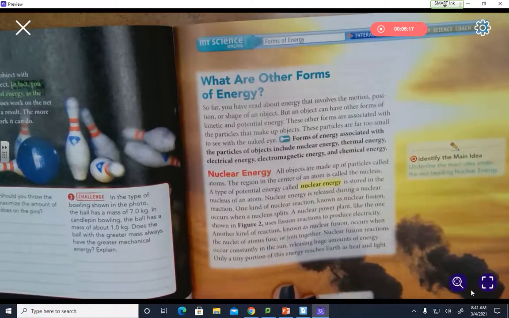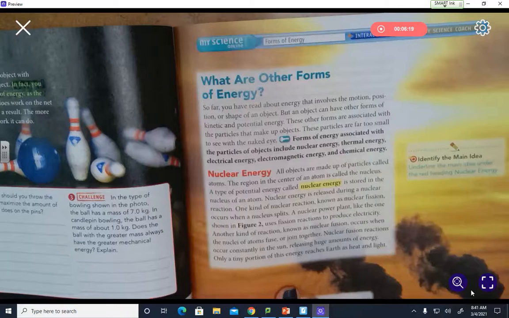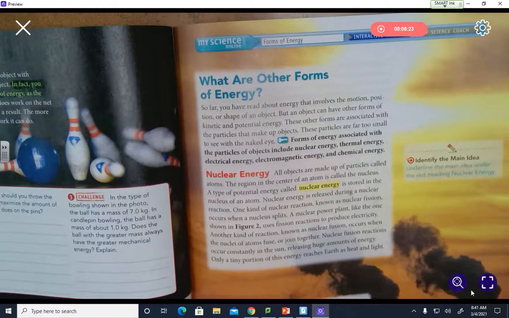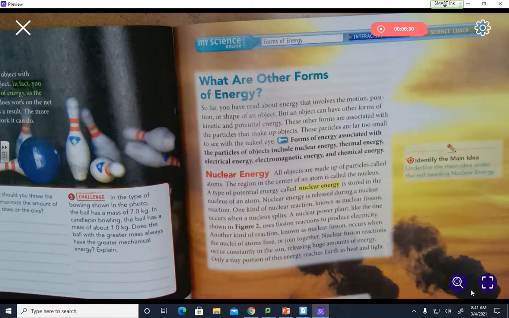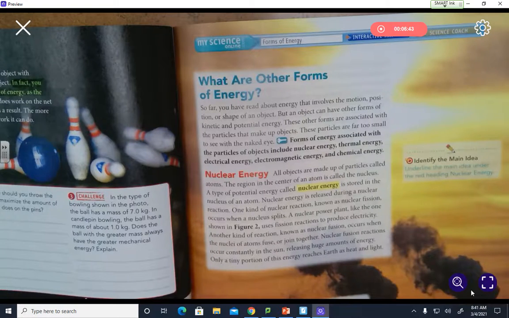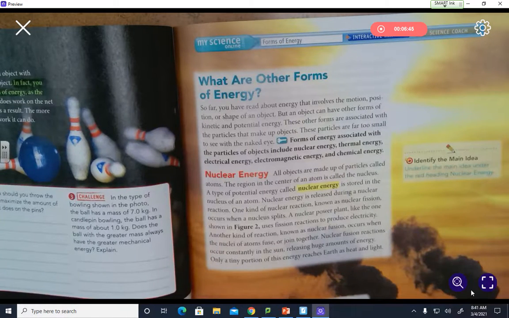What are other forms of energy? So far, you have read about energy that involves motion, position, or shape of an object. But an object can have other forms of kinetic and potential energy. These forms are associated with particles that make up objects. These particles are far too small to see by the naked eye. Forms of energy associated with particles of an object include nuclear, thermal, electric, electromagnetic, and chemical.